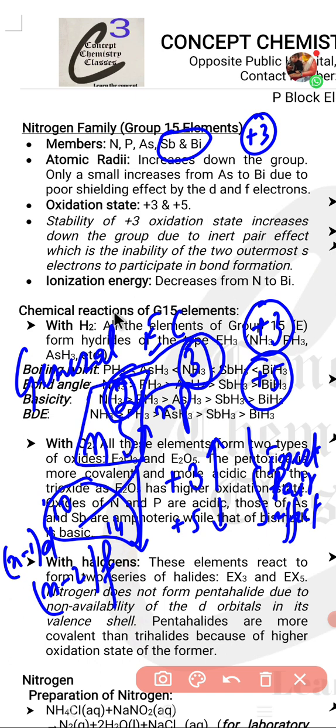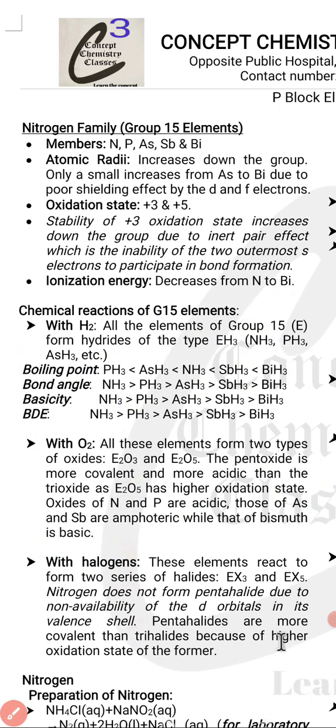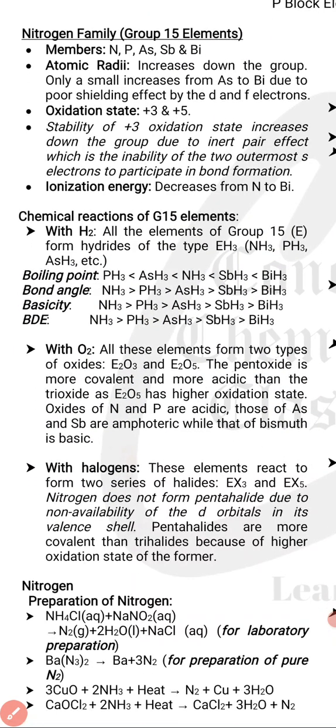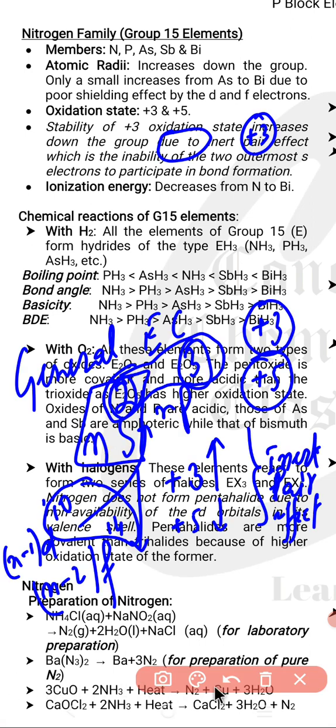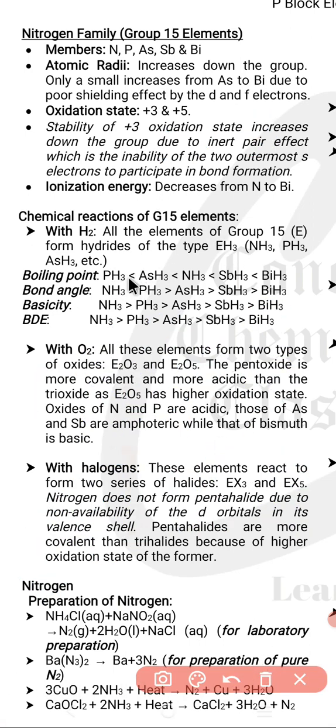Next point is ionization energy. Ionization energy decreases from nitrogen to bismuth. This is the general trend. Next property is chemical reactions. With hydrogen, these group 15 elements form hydrides of the formula EH3. These hydrides are NH3, PH3, AsH3, SbH3 and BiH3. These are the hydrides formed by combining with hydrogen.